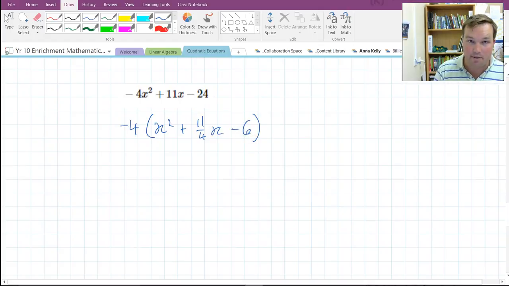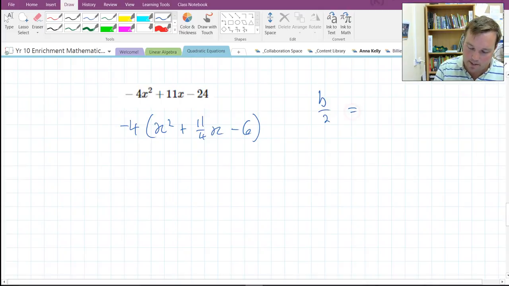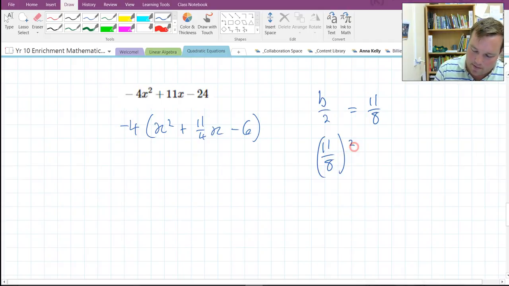Ow. Now, it's important we follow the process. So what is b on 2? Well, b on 2 is half of 11 on 4. Half of 11 on 4 is the same as 11 on 8. Convince yourself of that. So 11 on 8 squared is equal to, well, 121 on 64.